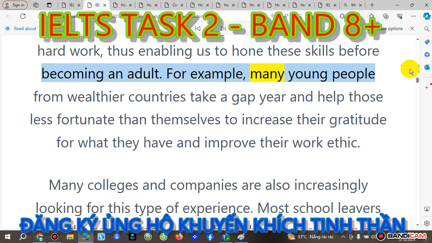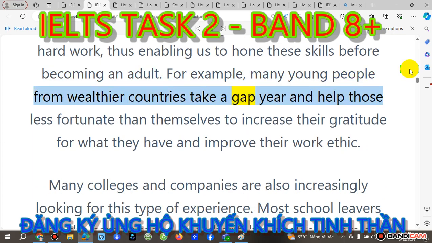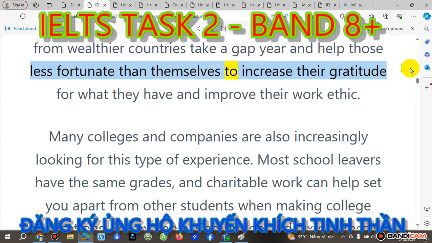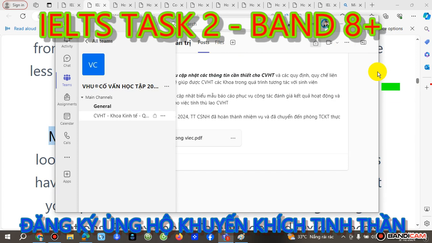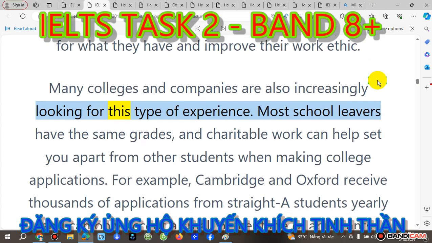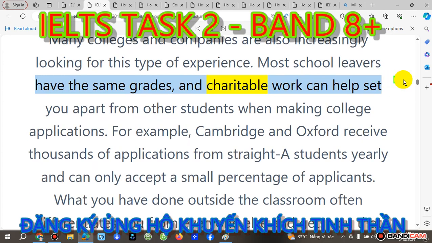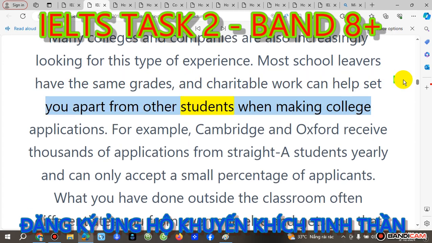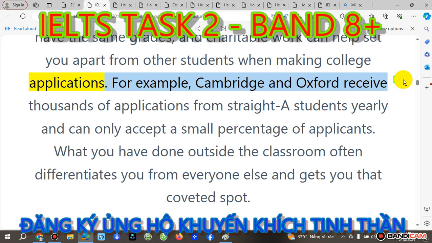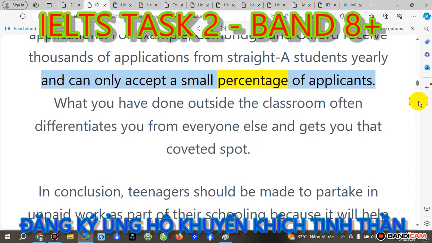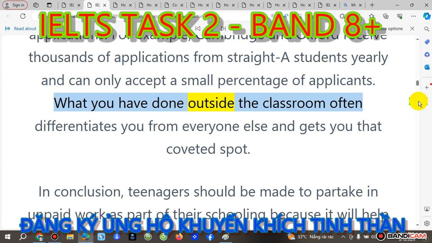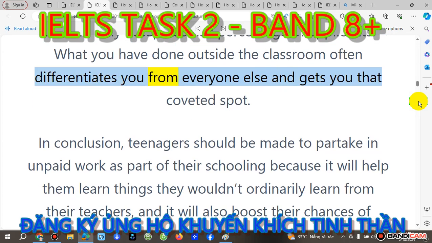For example, many young people from wealthier countries take a gap year and help those less fortunate than themselves to increase their gratitude for what they have and improve their work ethic. Many colleges and companies are also increasingly looking for this type of experience. Most school leavers have the same grades, and charitable work can help set you apart from other students when making college applications. For example, Cambridge and Oxford receive thousands of applications from straight-A students yearly and can only accept a small percentage of applicants. What you have done outside the classroom often differentiates you from everyone else and gets you that coveted spot.